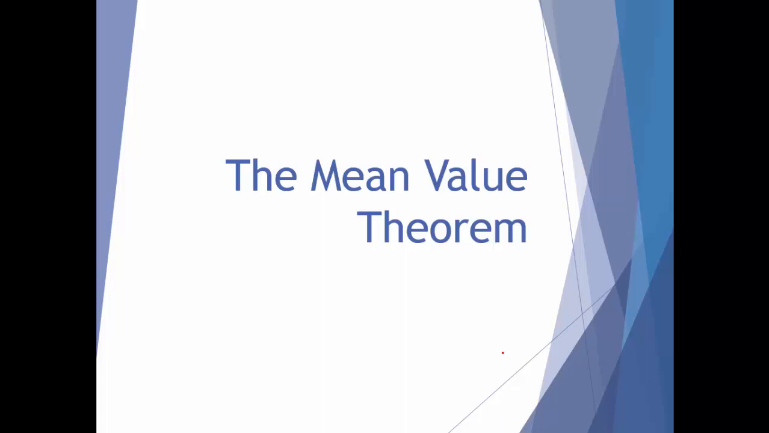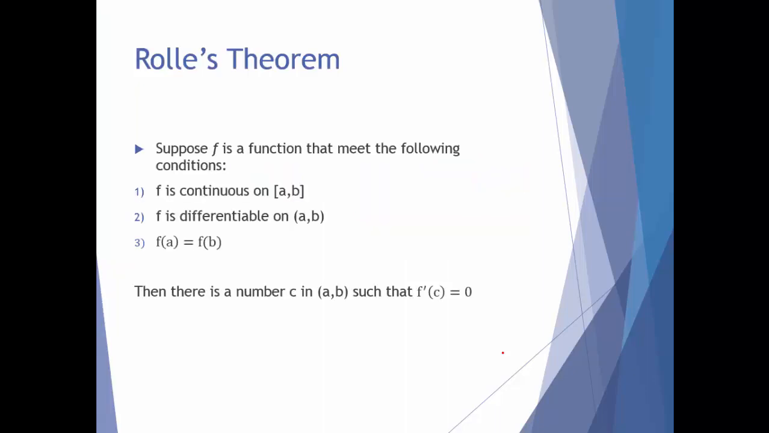Before we actually talk about the mean value theorem, we start with a different theorem. We start with a theorem called Rolle's theorem. And Rolle's theorem says the following. Suppose f is a function that meets the following conditions. f has to be continuous on the closed interval [a, b]. So notice the brackets instead of parentheses. That means that it has to be continuous on the endpoints of this interval as well.